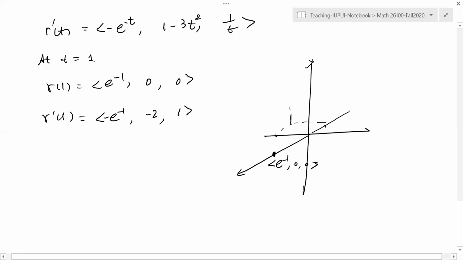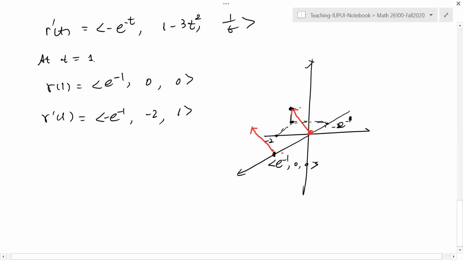Up a little bit. So here's negative e to the negative 1, and this is going to be negative 2, and this would be 1. So the vector will be like that if you start from the origin. Now you have to parallel translate it here if you want to say this is a tangent vector.